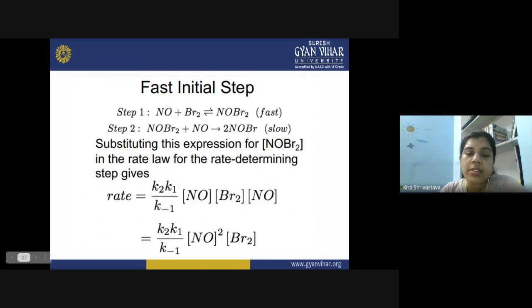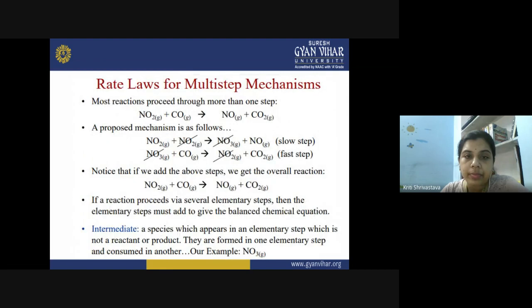Now we just substitute this expression for NOBr2 in the overall rate law for the rate determining step. So this is the expression we get: rate equals k2 times k1 upon k-1 times [NO][Br2] times [NO]. When you solve it further, k2 k1 upon k-1 becomes an overall k, and this becomes [NO] squared into [Br2]. That is the overall rate law, and that is how NO and Br2 both get a place in the rate expression. So the rate law for multi-step mechanisms is written like this.